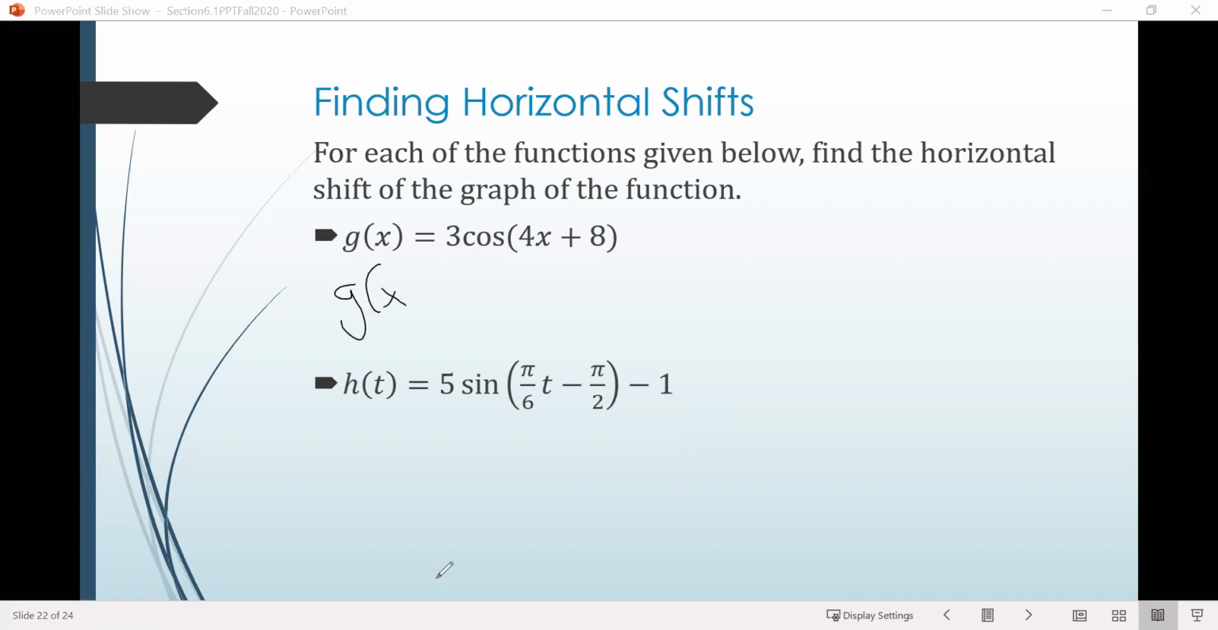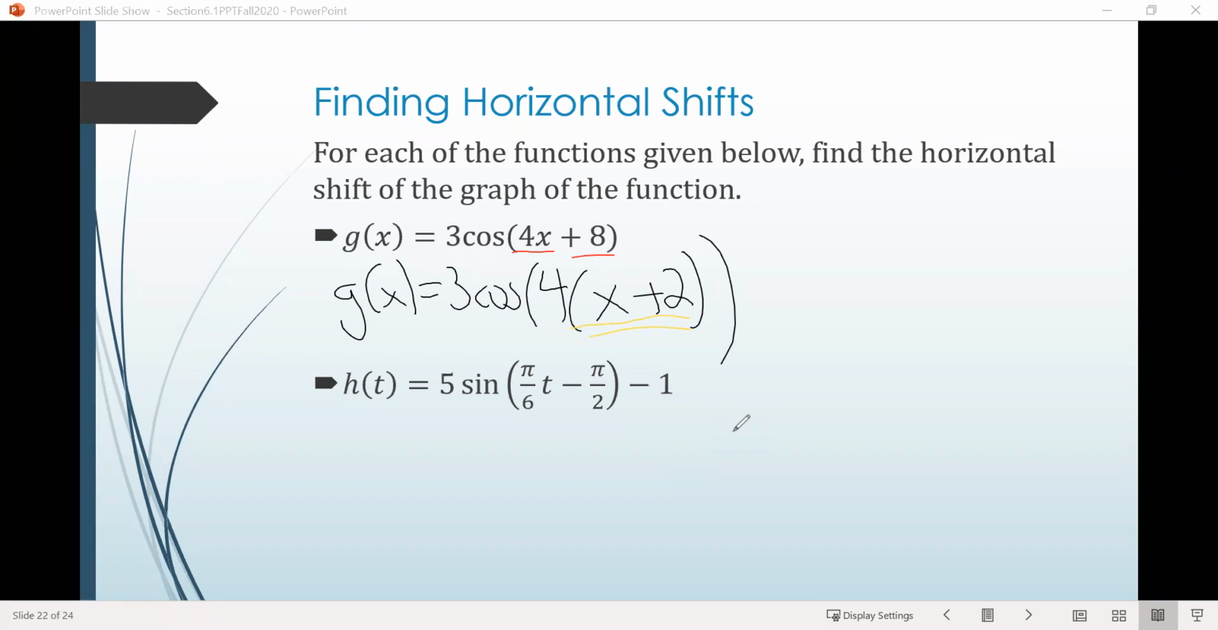So we're going to make this g(x) = 3 cos of... Between these two terms, we can factor out a 4, because 4 goes into both of those. So we have 4 times the parenthesis. Take a 4 out of the 4x, it just becomes x. Take a 4 out of the 8, we just have a 2. Now this is in factored form, so we can use this to figure out our horizontal shift.